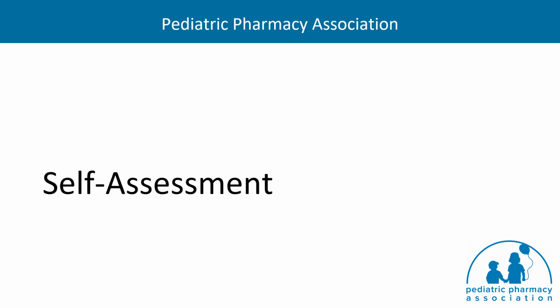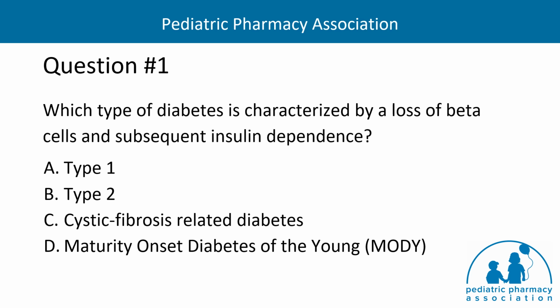So we'll now finish off by going over a few self-assessment questions to ensure that we've covered the material in sufficient detail to prepare you for experiences with patients with either type 1 diabetes mellitus or type 2 diabetes mellitus. Our first question is, which type of diabetes is characterized by a loss of beta cells and subsequent insulin dependence? Our options here include type 1 diabetes, type 2 diabetes, cystic fibrosis related diabetes, or maturity onset diabetes of the young. I'll give you just a moment to consider your answer.